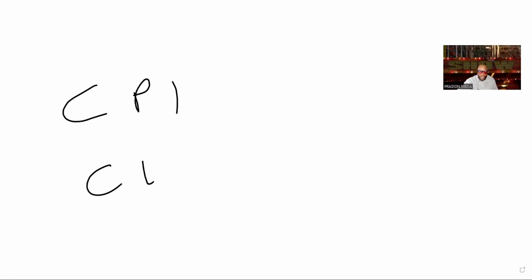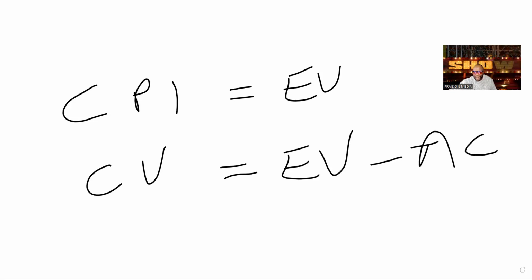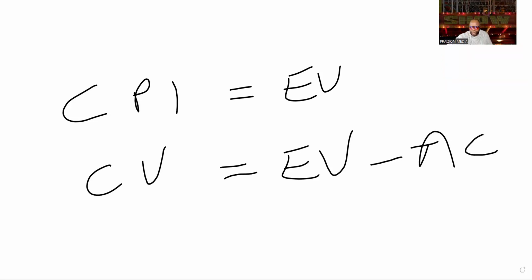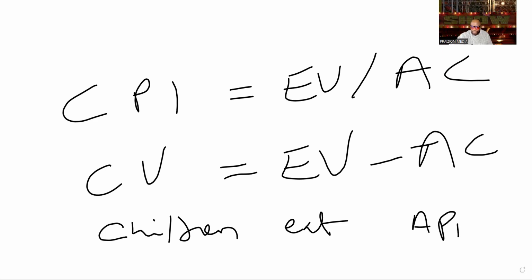So we have earned value in all of these formulas, right? But when it comes to the cost ones, cost performance index and cost variance, they both start with EV. They both have AC in them, but with the variance, we're going to subtract. With the index, we're going to divide. That's how you can remember. Children eat apples, or children eat a lot.